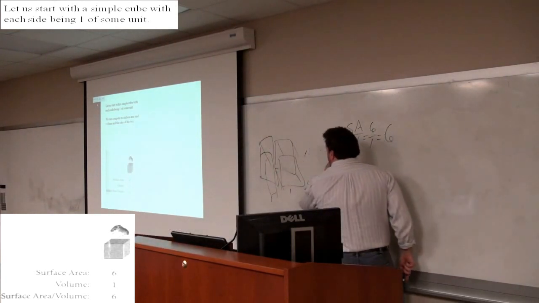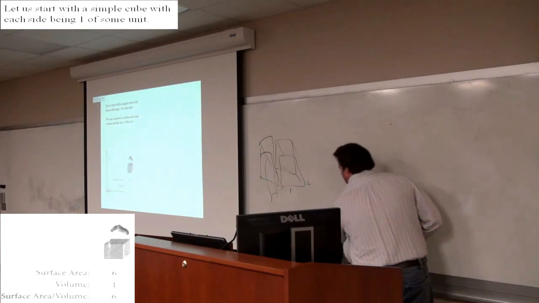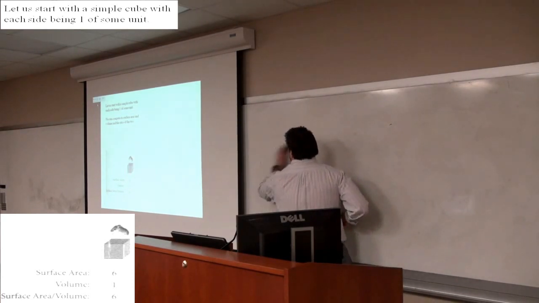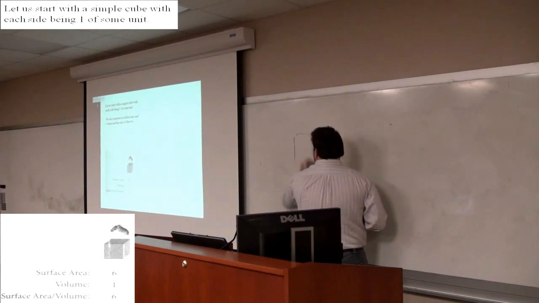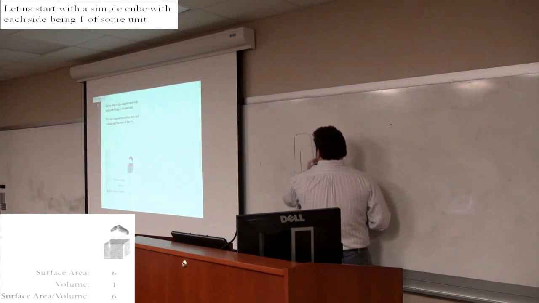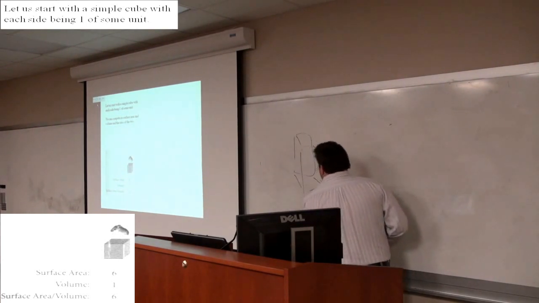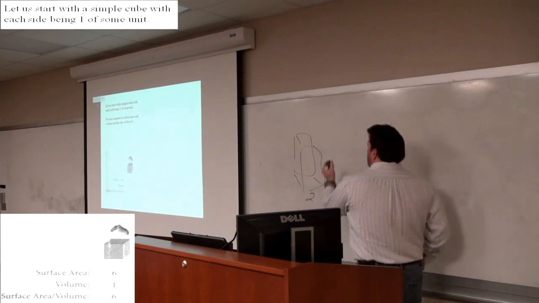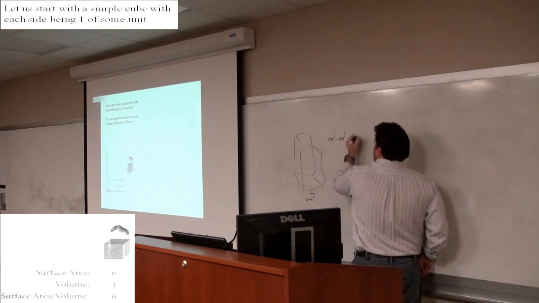Okay, let's do the same thing for my new cube. My new cube has sides of 2. I'll just draw one big cube because I'm horrible at this. So I got my new cube, right? Its sides are 2. All right, so what is my surface area? 2 times 2 times 6.